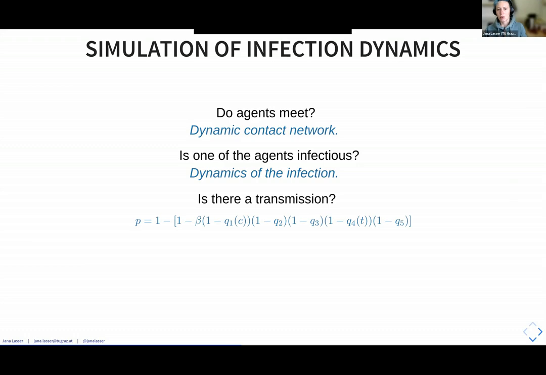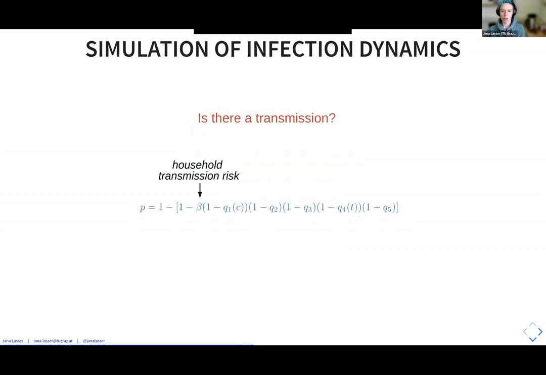Then the question of whether one of the agents is infectious or not is answered by the dynamics of the infection in the agent itself. And to answer the question of whether there is a transmission or not, we perform a Bernoulli trial with a probability P of an infection happening, which is modified by a number of parameters. Now let me dig deeper into this, because this is where the magic happens. This is also where we need to start with our calibration.